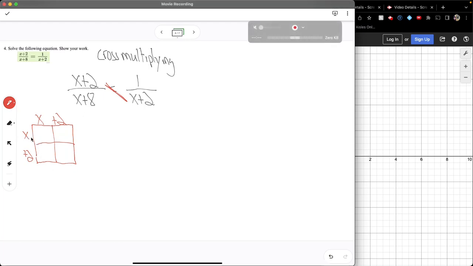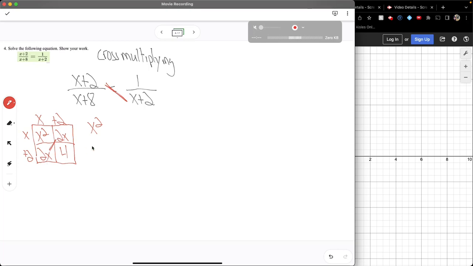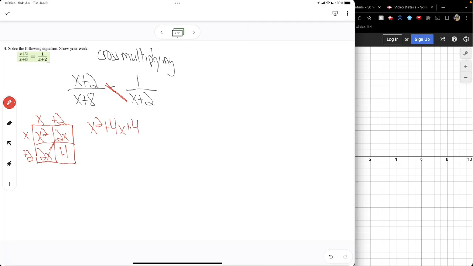Okay, so x times x is x squared. 2 times x is 2x. Up here is 2 times x again, so that will be 2x. And then 2 times 2 is 4. So if we put all this together, that diagonal is going to be x squared plus 2x plus 2x, which becomes 4x, and then plus 4. So that's the one diagonal.